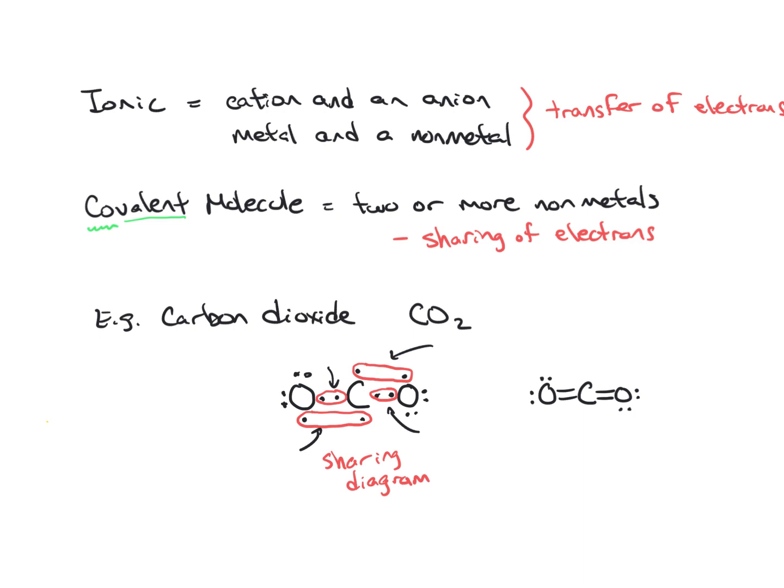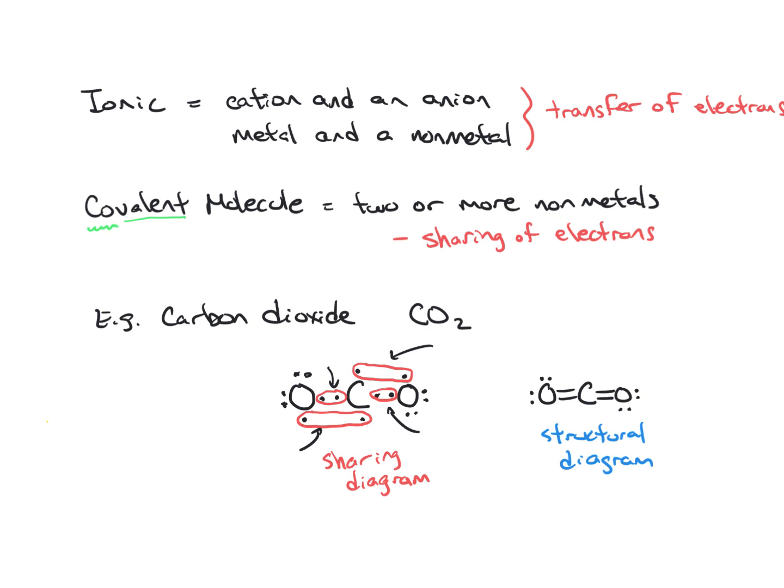So this diagram is called a structural diagram. Okay, so a sharing diagram has circled up pairs of electrons, and in a structural diagram, they have bars.